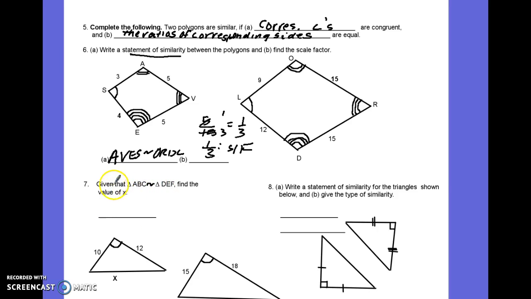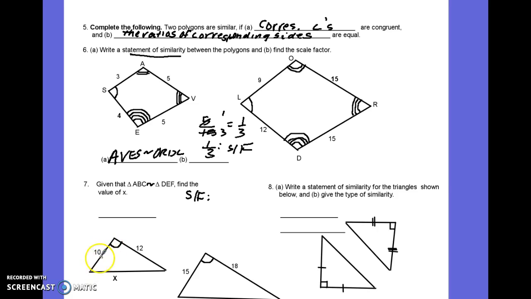Okay? Now, given that triangle ABC is similar to triangle DEF, find the value of x. And this is a very, very classic, very common similarity problem. The first thing to do, the very first thing to do is to find the scale factor. Once you find the scale factor, you can find any missing length. So let's go ahead and find the scale factor. We find it by making a ratio of two known matching lengths.